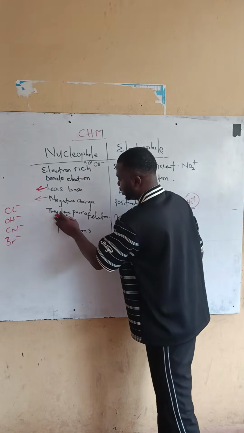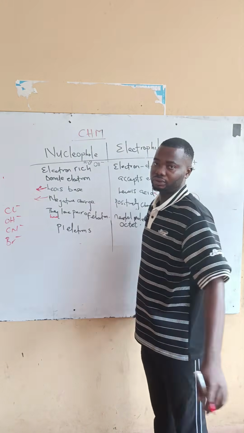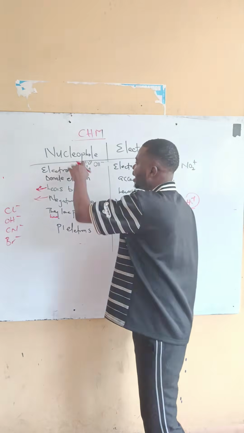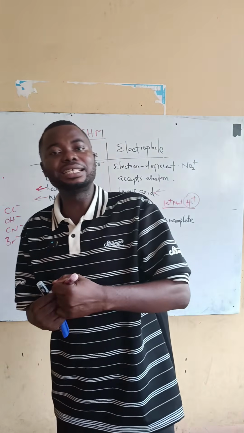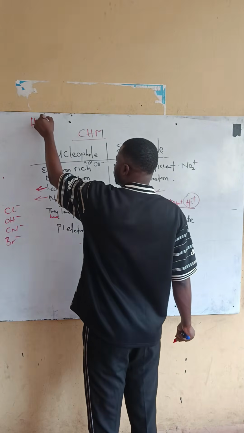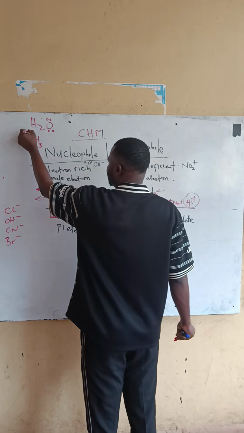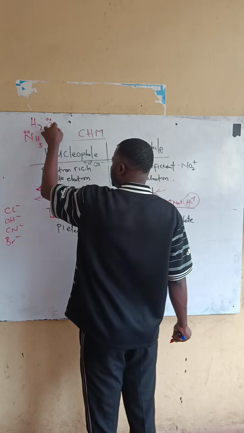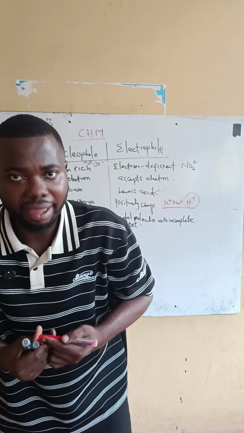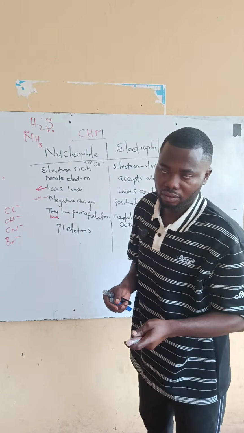Nucleophiles have lone pairs of electrons. Electrophiles don't have lone pairs of electrons. Nucleophiles normally have lone pairs of electrons. Who can give me examples of compounds with lone pairs? H2O. H2O has lone pairs too. Ammonia has a lone pair. Do you remember now? This guy has 2 lone pairs. Any guys that have lone pairs can be referred to as nucleophiles.